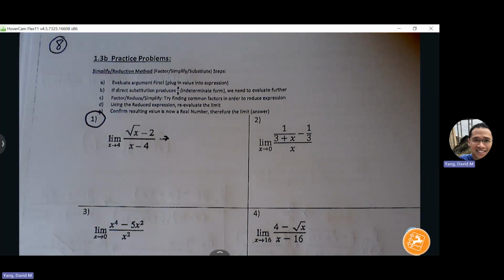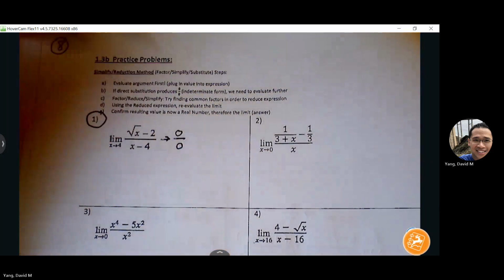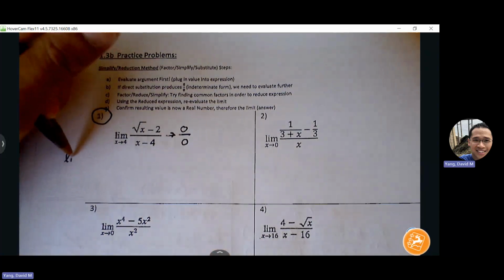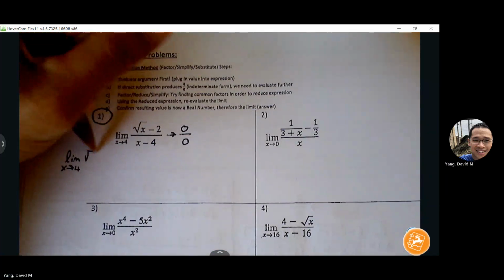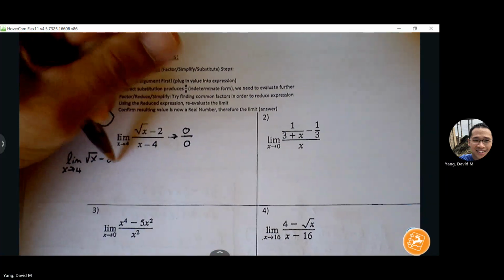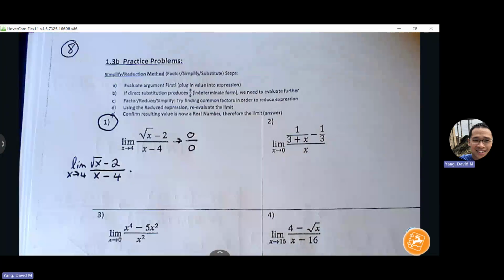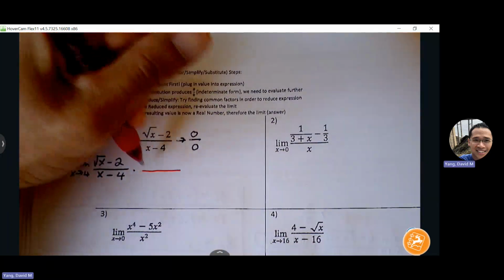What do we get with direct substitution? 0 over 0. All right, so we see a radical in the numerator, so we know that the conjugate is going to be our method of changing the way it looks in the numerator. So what's the conjugate of my numerator here? Square root x plus 2.